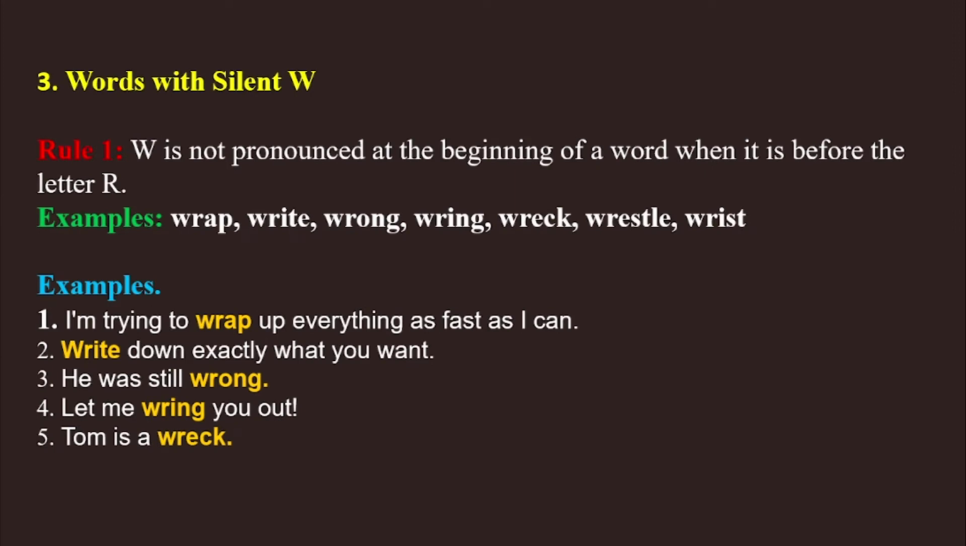Let's look at a third word with silent W. Rule number 1. W is not pronounced at the beginning of a word when it is before the letter R. Let's look at the examples. Wrap, write, wrong, wring, wreck, wrestle and wrist. Let's look at the examples with silent W. I am trying to wrap up everything as fast as I can. Write down exactly what you want. He was still wrong. Let me ring you out.